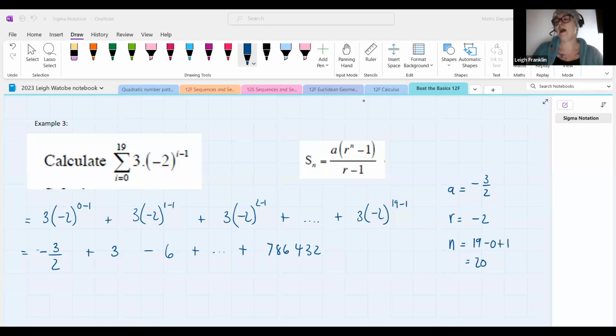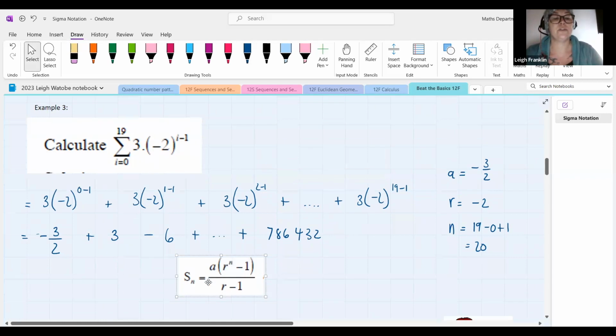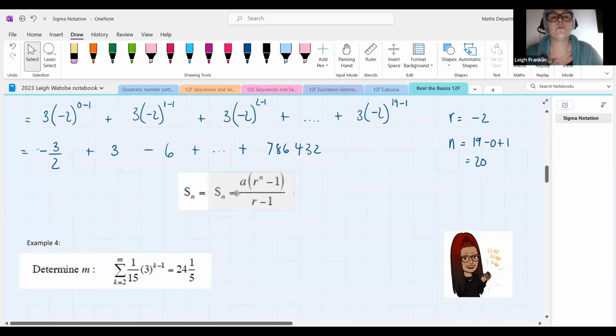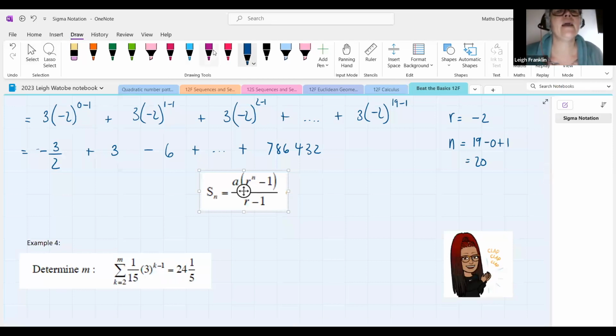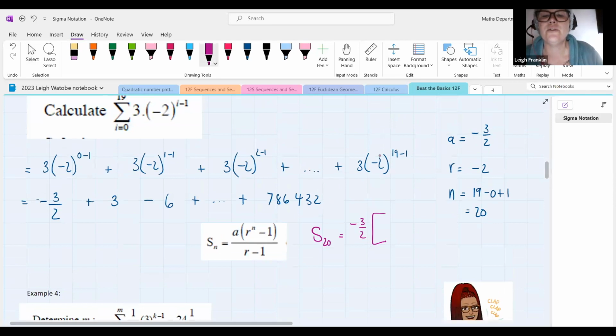in the pattern. So now we can go and sub straight into our geometric sum, which is this formula over here. And again, we can say sum to 20, because we know there are 20 terms. We know the first term is -3/2. We know the value of R is -2. Remember, you must put R in brackets. We know that N is equal to 20, so the numerator is R to the power of 20 minus 1, over R minus 1.